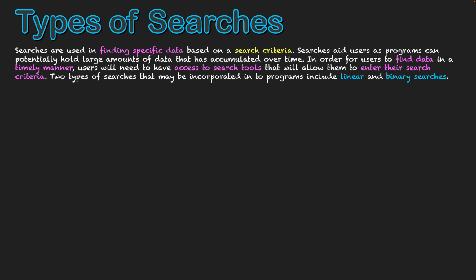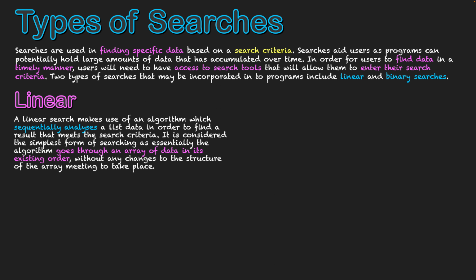Two types of searches that may be incorporated into programs include linear and binary searches. The first one is a linear search, which makes use of an algorithm which will sequentially analyze a list of data in order to find a result that meets the search criteria. So what we're saying here is it is basically going through an array in its existing order. Whatever order the data has been entered into the array prior to the search, that is the same order the search will go through the array.